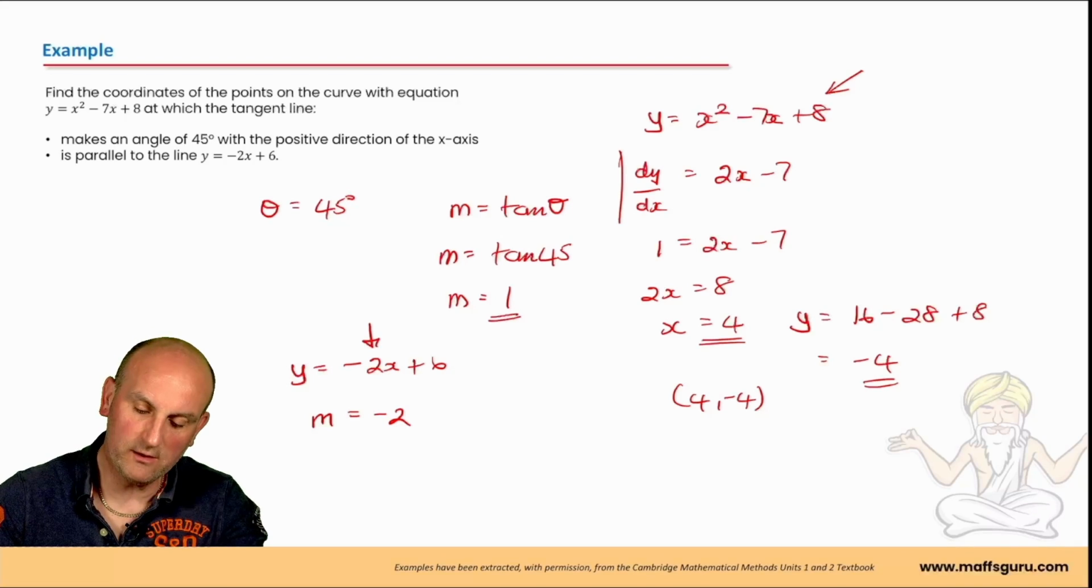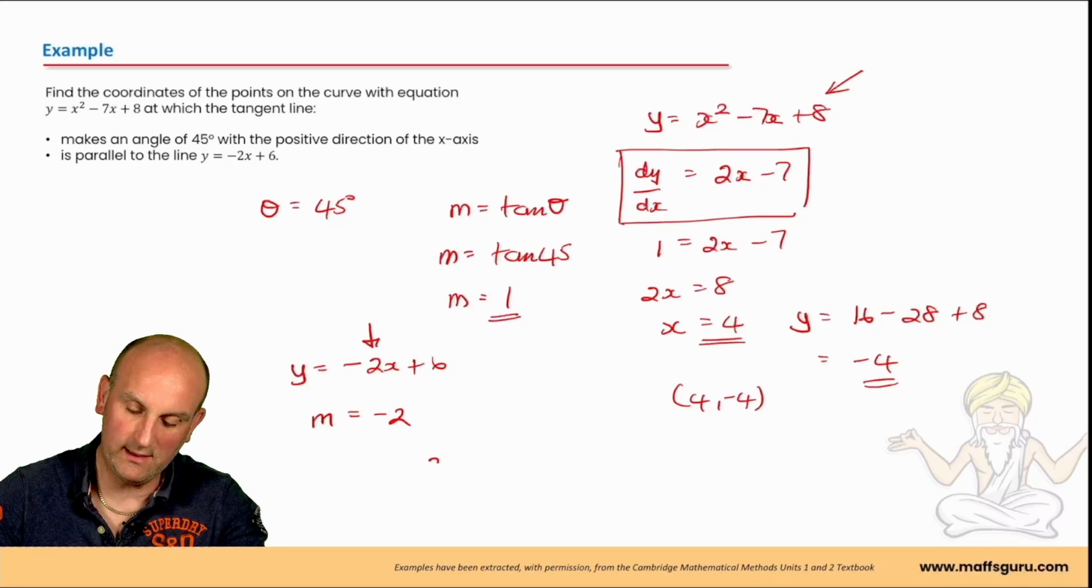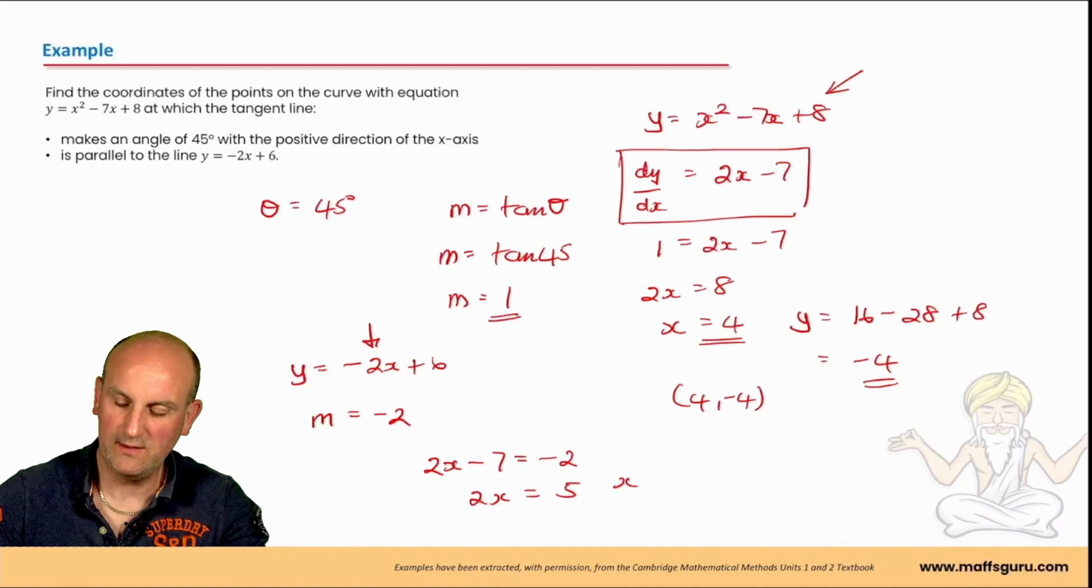Well, I've already done the hard work here. I already know the differential of that equation. So in which case now, I'm just trying to find out where 2x minus 7 is equal to negative 2. So I get 2x is equal to minus 2 plus 7 gives me 5. And so x is equal to 5 on 2.